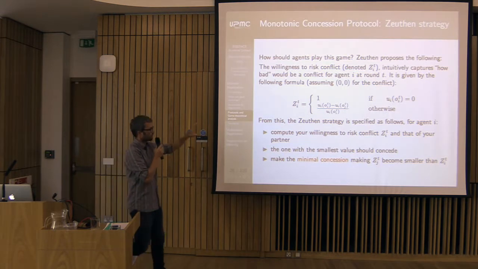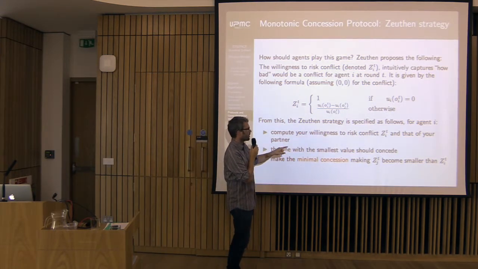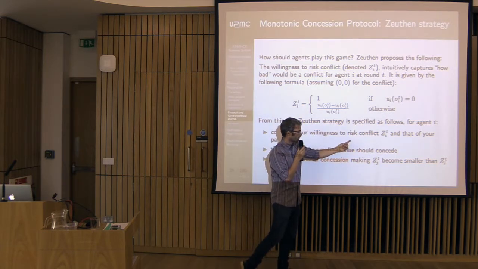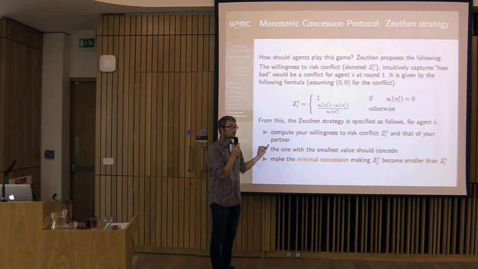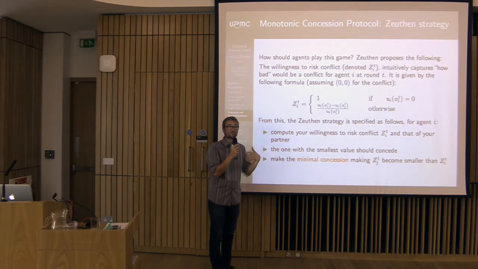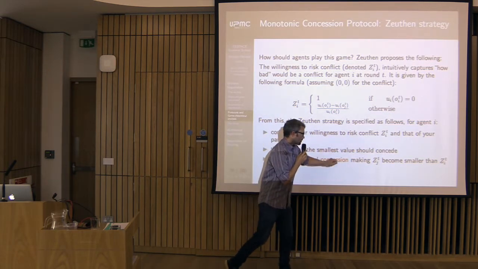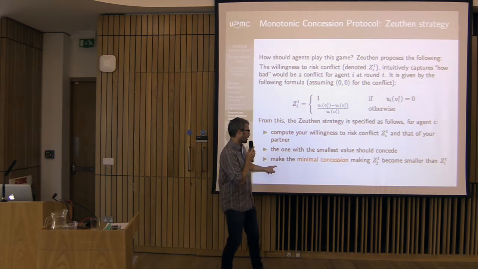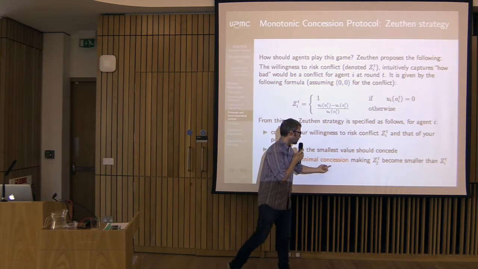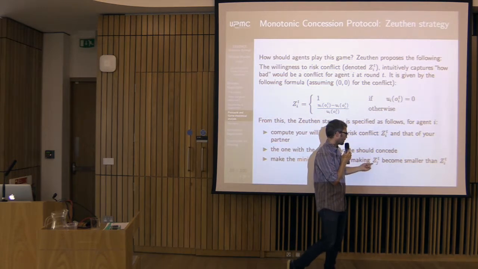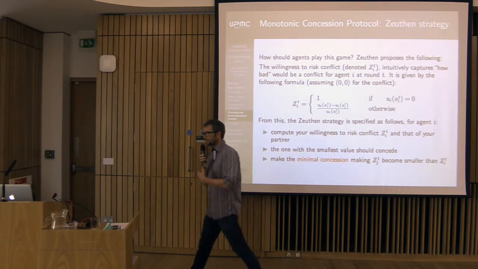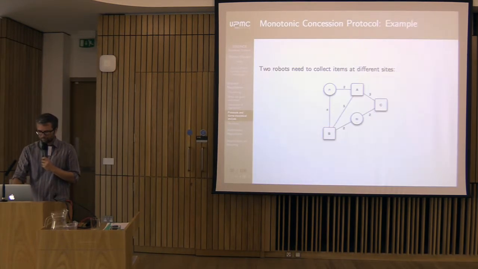And then from this notion, the strategy is as follows. You compute your willingness to risk conflict. You compute the willingness to risk conflict of the other one. Of course, this assumes that you can do that, so you know the preferences of others. Again, a strong assumption. Then the one with the smallest value should concede. And what is a concession? It's the minimal concession which would make the z of the other agent become smaller than your willingness to risk conflict.